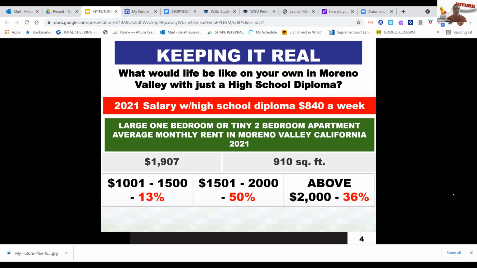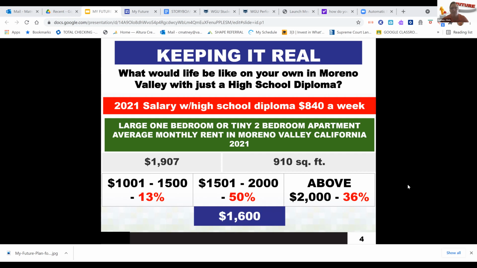The ones on the really cheaper end, there's not that many of them, you guys, 13%. So I stuck it right here in the middle at 50%, $1,501 to $2,000 for a one-bedroom apartment. Okay, we're talking a decent apartment, one bedroom, 900 or 1,000 square feet, or a tiny two-bedroom. And remember, this is just you living by yourself. So let's just go ahead and say we're going to go $1,600. Okay, so there's where we're at. And all right, let's see how it works out.